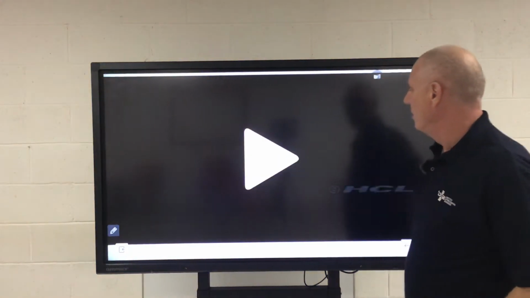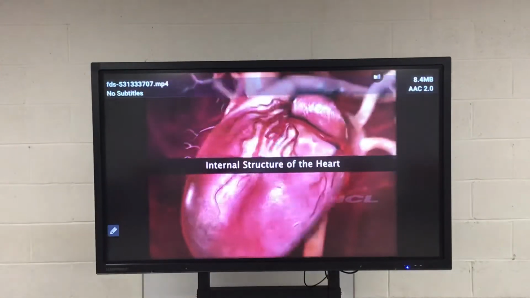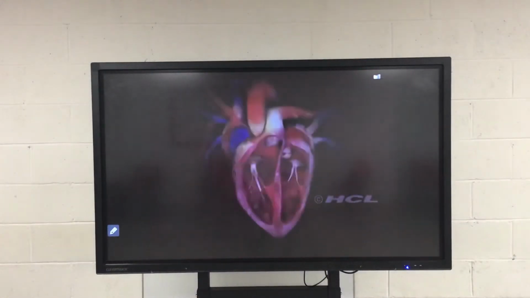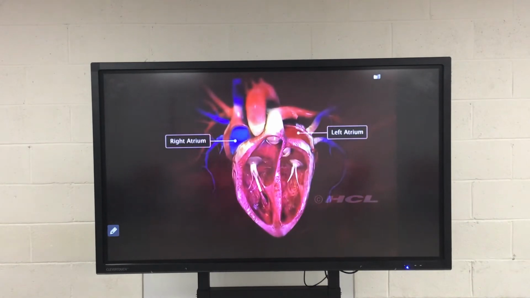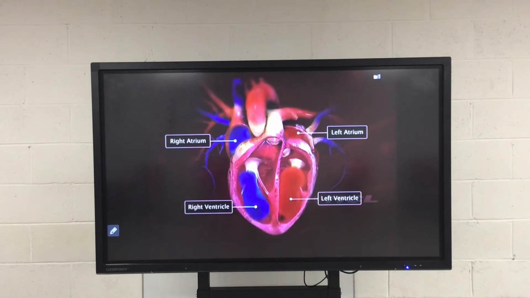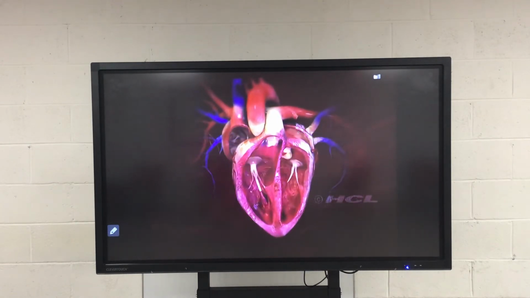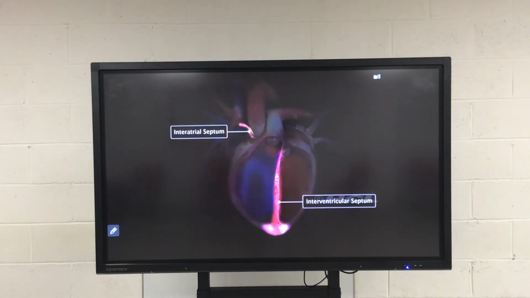Short video. The human heart has 4 chambers. The 2 upper chambers are the atria, and the 2 lower chambers are the ventricles. The interatrial septum separates the 2 atria, and the interventricular septum is the partition between the 2 ventricles.